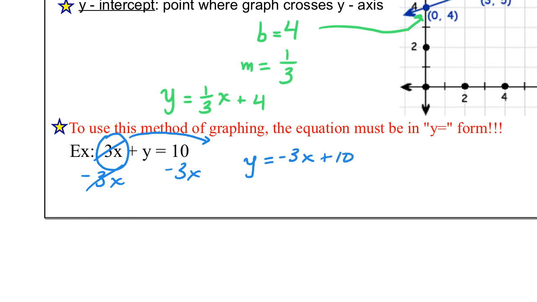Remember, I can't combine 10 and 3x to say, let's say 7x. They're unlike terms. One is a number, one is a variable. So I'm just writing them separately. You could similarly write 10 minus 3x if you want. I usually like to put the x before the constant because that's how slope-intercept form traditionally looks, the mx plus b. So now that it's in y equals form, we can pick out our two pieces of information. We'd say, hey, the slope is -3. The y-intercept is 10.